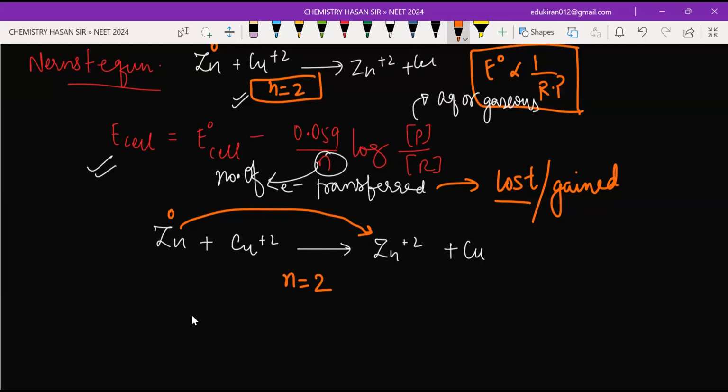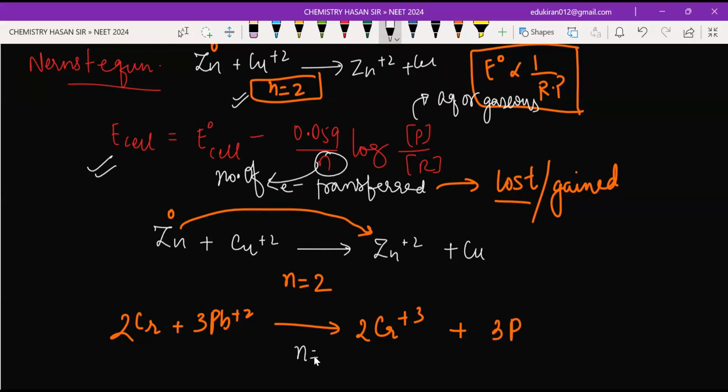Yes. So if I give you Cr plus Pb2+ will be equal to Cr3+ plus 3 Pb, can you tell me the number of electrons lost or gained? Sir, is it 6? Exactly. Because you can see from 0 to plus 3, and how many atoms are there? For one atom it is 3, so for two atoms it is 6. So n will be equal to 6.